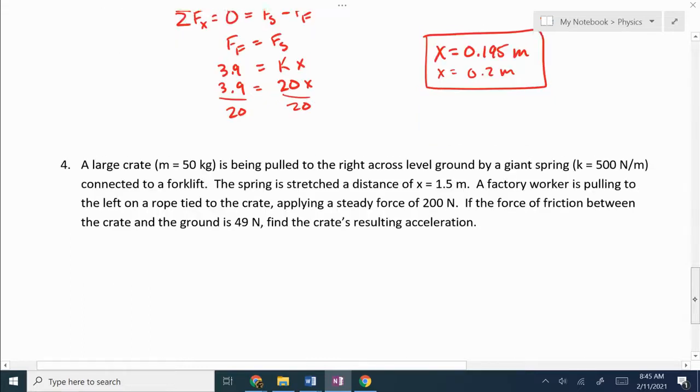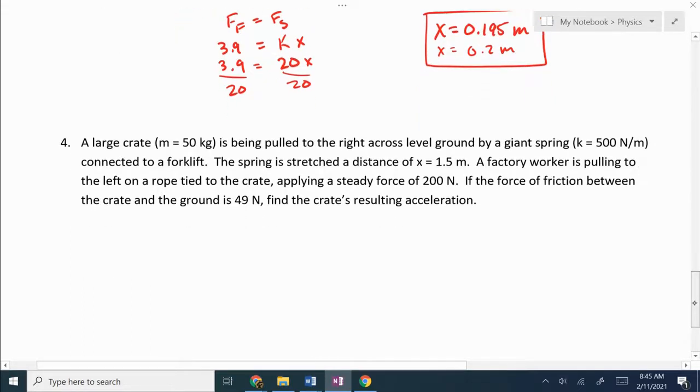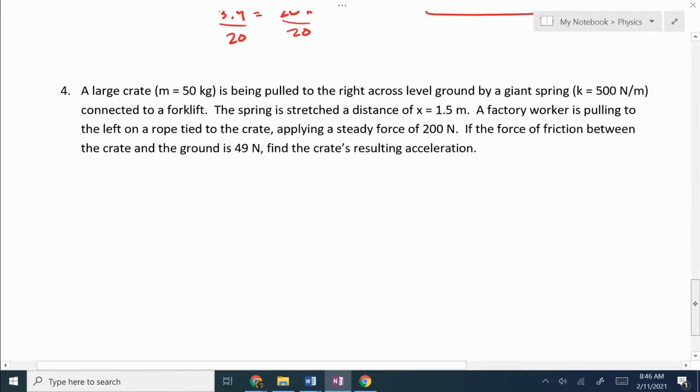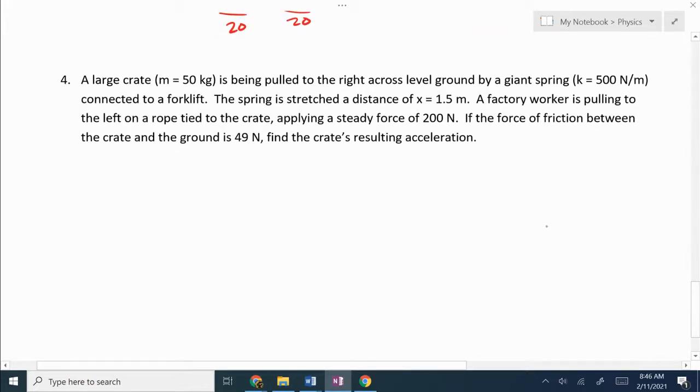So next, let's take a look at this one. This is kind of a weird situation, and I will tell you that the numbers on this are not super realistic. So let's first draw the force diagram. As we read the situation, we have a large crate being pulled to the right on level ground by a giant spring. So we have a force to the right by a giant spring. Just put in the gravity and the normal force here.